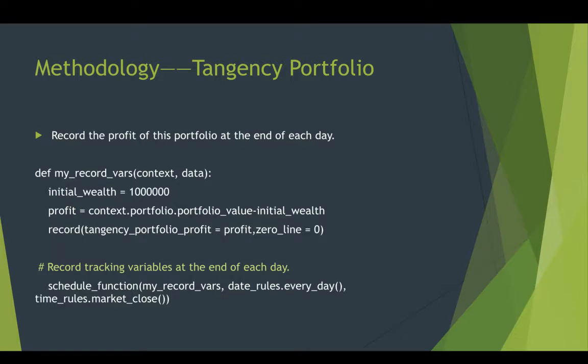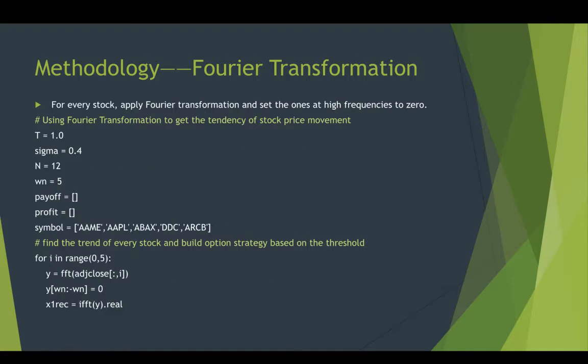This is about the tendency portfolio, and then we're going to talk about the Fourier transformation. I'm going to introduce the last two objectives. First, the Fourier transformation. For every stock, we apply Fourier transformation and set the components at high frequencies to 0, then use inverse Fourier transformation to get a clearer trend. Here is the X1 result.